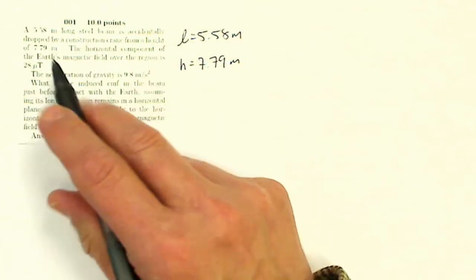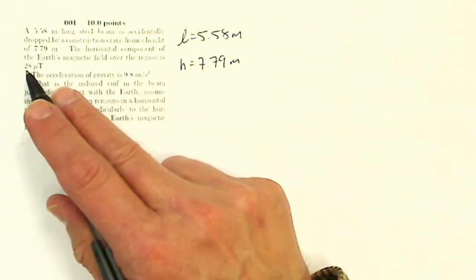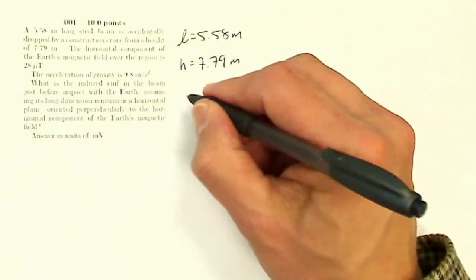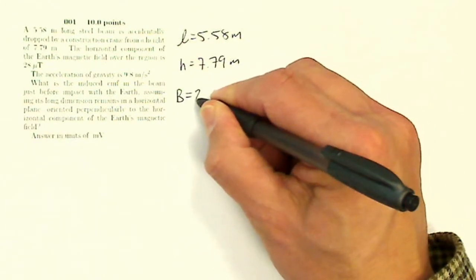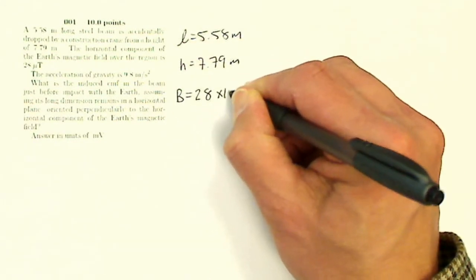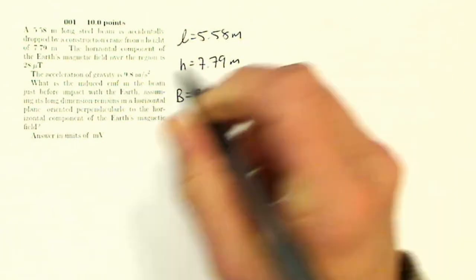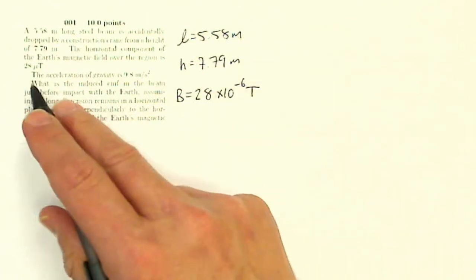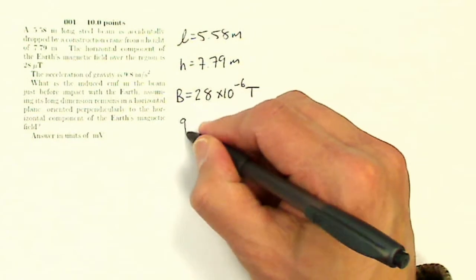The horizontal component of the Earth's magnetic field over the region is 28 microtesla. So my B field is 28 times 10 to the minus 6th Tesla. Micro means times 10 to the minus 6th. The acceleration of gravity is 9.8 meters per second squared.